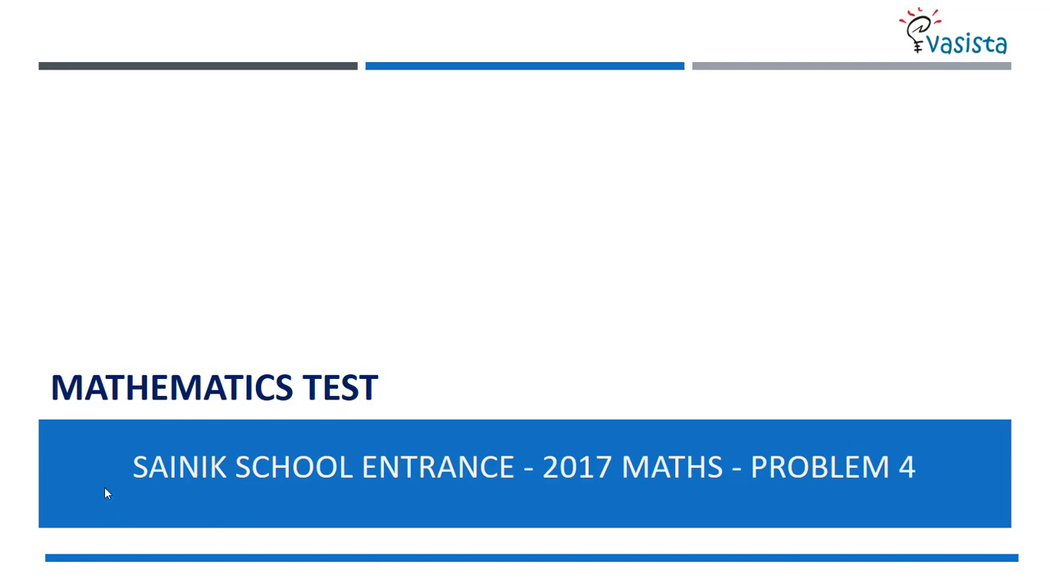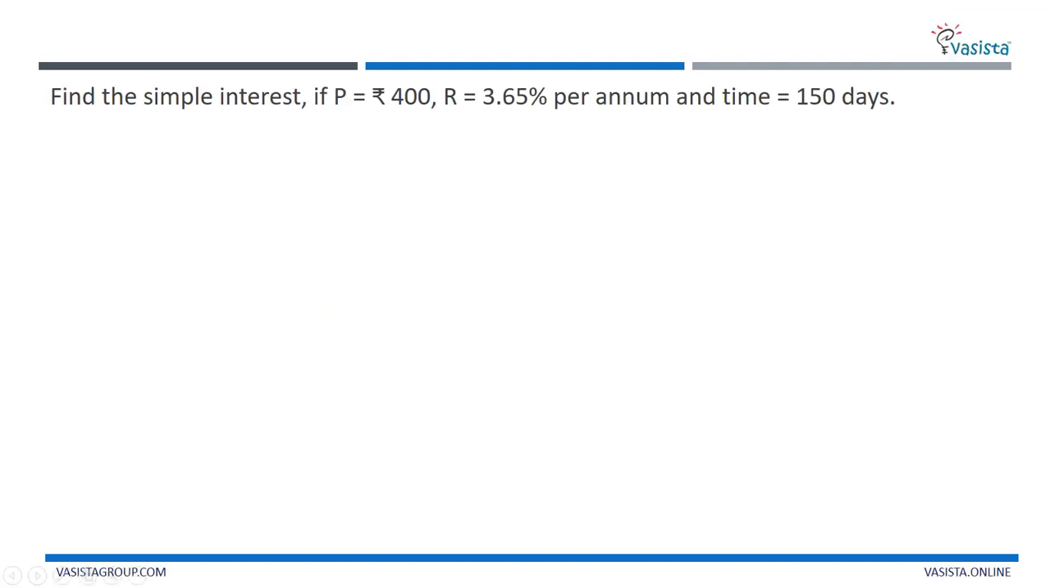Fine, let me start solving the fourth problem based on Sainik School entrance 2017. Let us start working on this. Find the simple interest. P is equal to 400, they have given. R they have given is 3.65% per annum. Time they have given is 150 days.